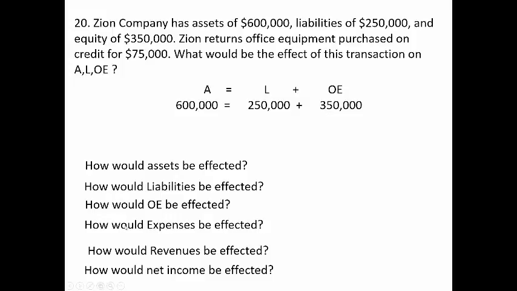Let's see, how would expenses be affected? They wouldn't be affected at all because this only involves an asset and a liability. Revenues wouldn't be affected because there's no revenue involved in this. There's only an asset and a liability. And how would income be affected? It wouldn't be affected at all because there's only an asset and a liability. Now, this is the end of Chapter 1 Test Review.